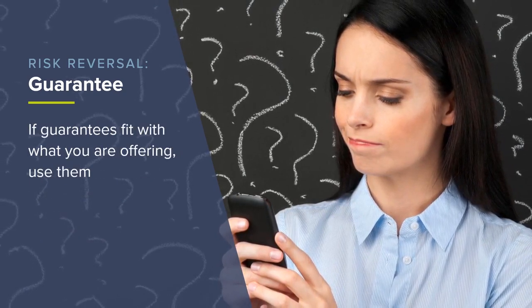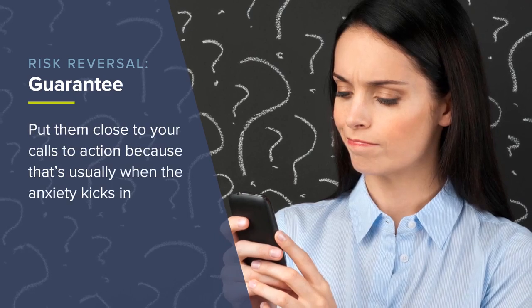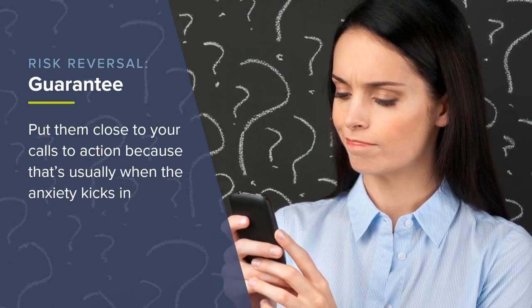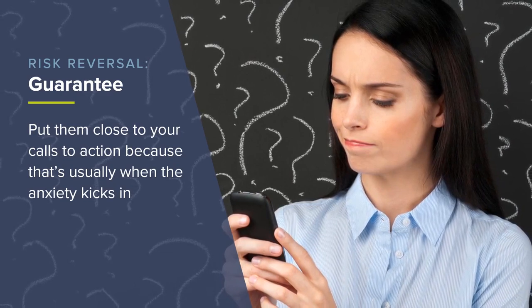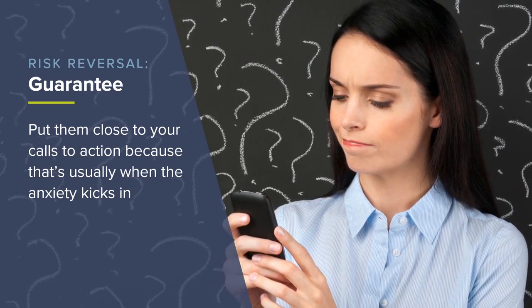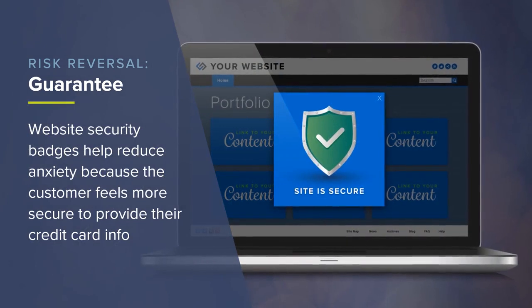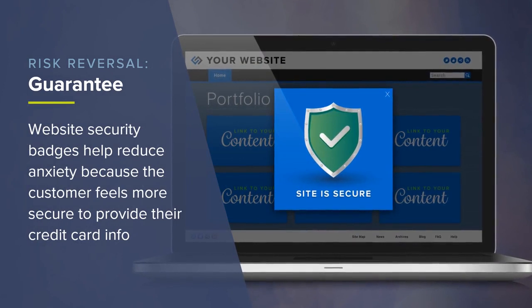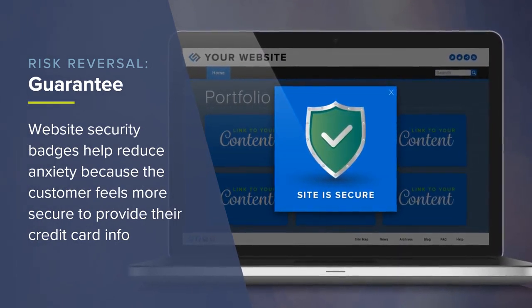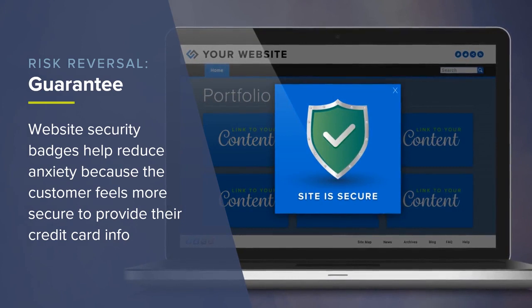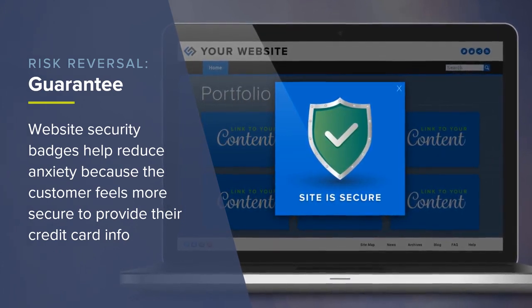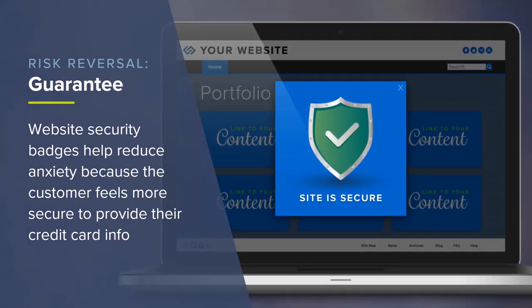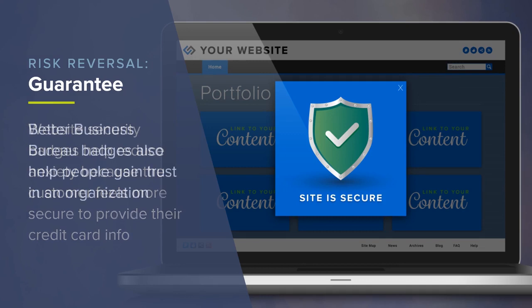So guarantees are excellent when you can offer them. When you can, put them close to your call to action, because the idea is to reduce the anxiety at that moment when they're going to take the action. There are some other good things you can do, like, for example, the badges for website security. If you have one of these that says, we're following the correct practices for handling your credit card, those can be very good to have, again, at the point when the person's entering that information. A Better Business Bureau badge can be very useful because it helps alleviate our anxiety.